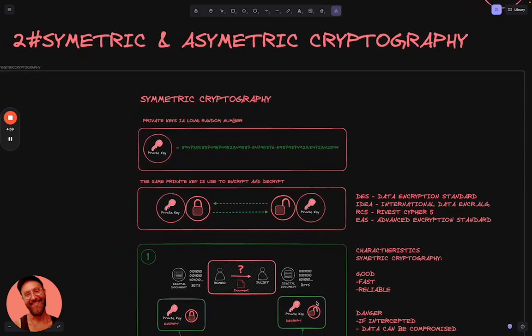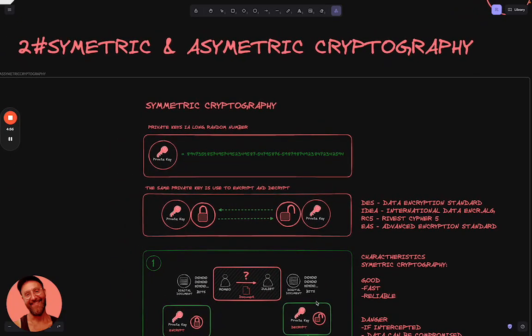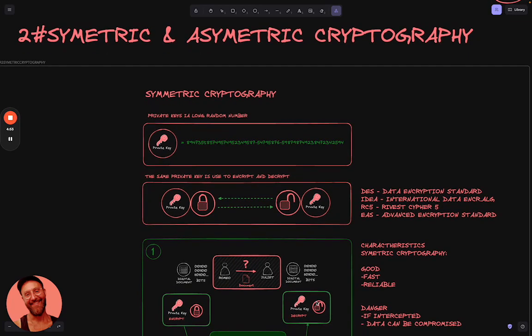Welcome to Mini-Blog. Today we're going to talk about symmetric and asymmetric cryptography. Let's start with the simplest one, which is symmetric cryptography.